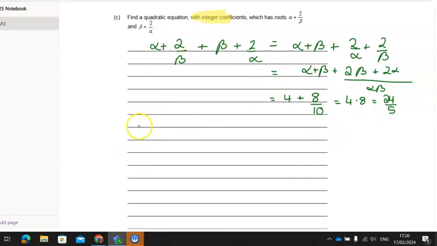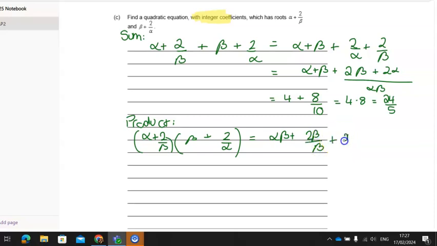Right, so now we need to do the product of these roots. So we want to do alpha plus 2 over beta times beta plus 2 over alpha, and be really careful when we expand this out. So this was our sum here, and here we have our product. Okay, so we've got alpha beta plus 2 beta over beta plus 2 alpha over alpha plus 2 over beta times 2 over alpha gives us 4 over alpha beta.